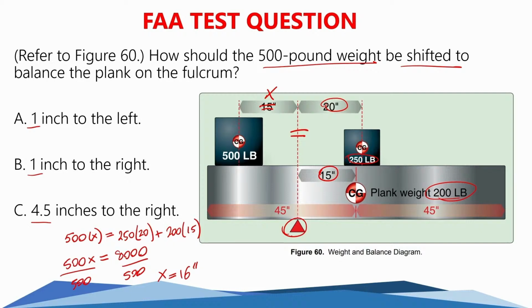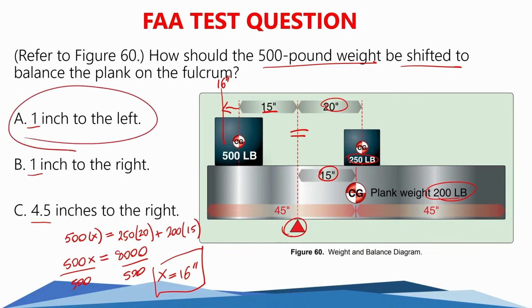Okay, so based upon 16 inches, we can go back to our 500-pound weight here, right? And now we know what it should be. Currently it's at 15 inches, and what the answer is telling us is it actually needs to be at 16 inches, so it needs to slide over until it gets to 16 inches, which means that it's going to move 1 inch to the left. Okay, does everyone follow that?